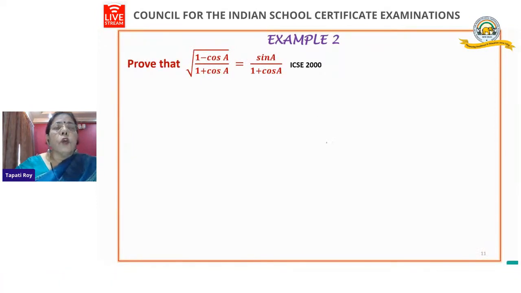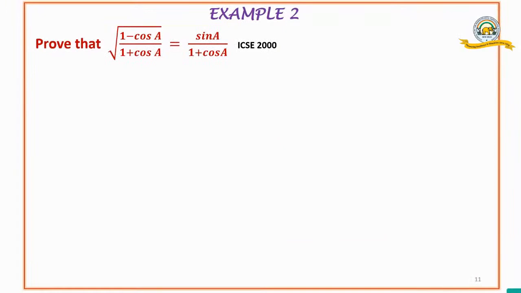Now here we have square root of (1 minus cos A) by (1 plus cos A) equals sine A by (1 plus cos A). This is an ICSE sum of 2000. Now here you have got a square root. You have a tendency of squaring so that work becomes easier. No, we are not going to change the identity. We'll keep it as it is and work on it.